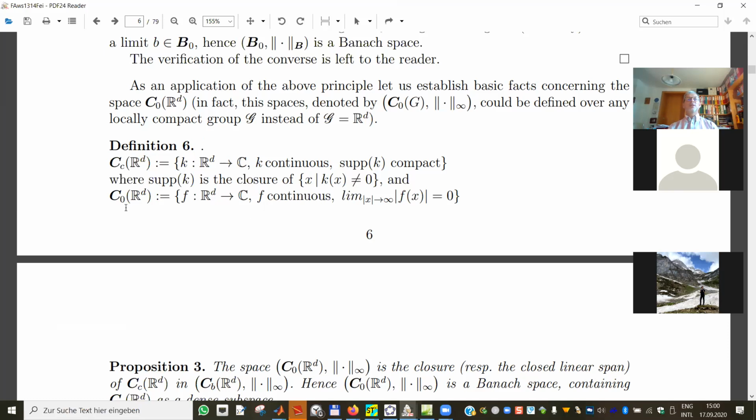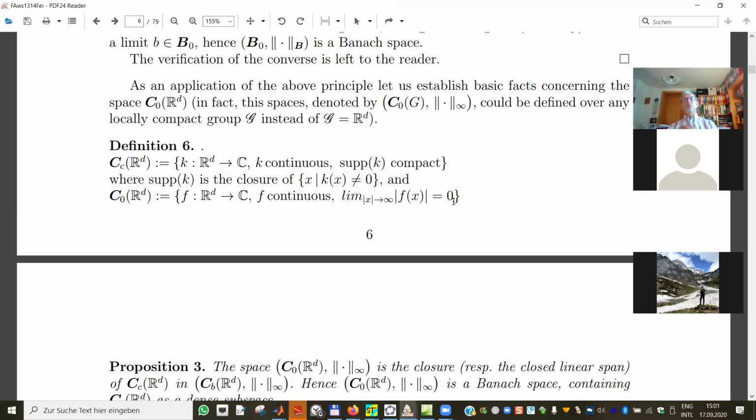But of course, it's a function which decays extremely rapidly. It will be a prototype of a very nicely convergent function. And that means the limit of f of x equals 0. So the 0 is standing for vanishing at infinity. So I will talk about C0 of R^d, the complex valued functions vanishing at infinity.